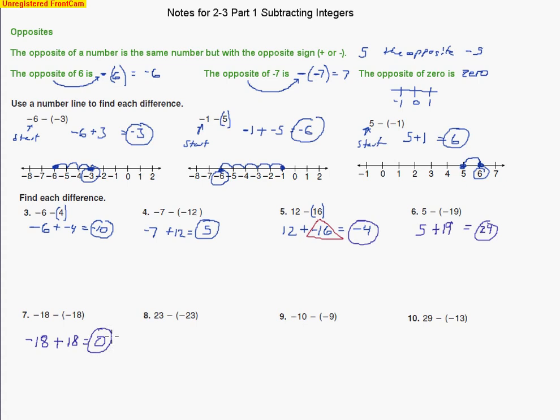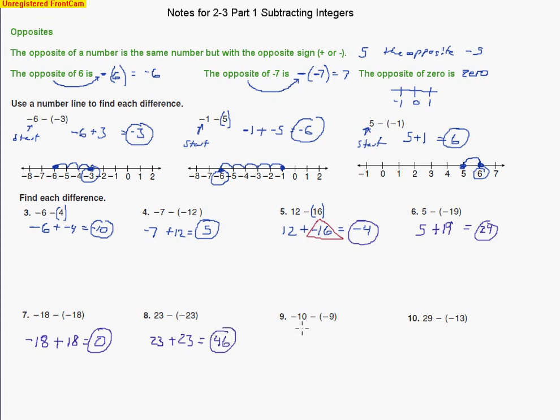up at 0. Again, we start at 23 because that's the first number, but then we're taking the opposite of negatives. Opposite of negatives is positives, so I end up having to add 23. When I add 23 to 23, I end up at 46.